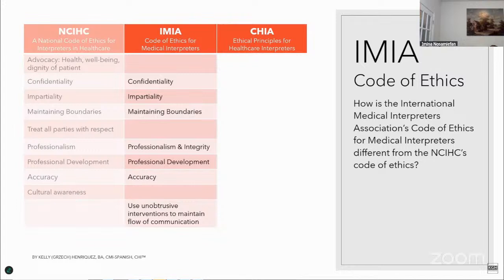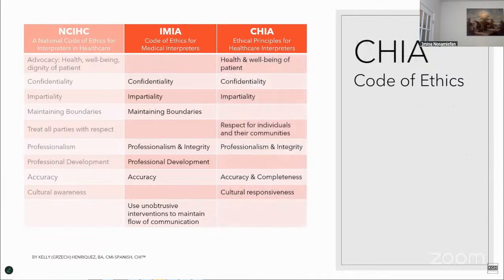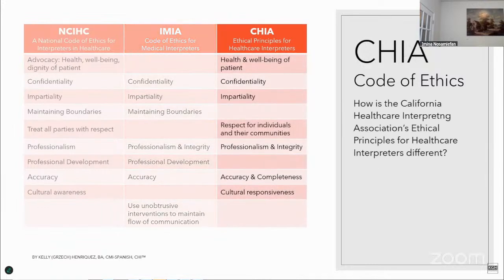Now we're going to move on to CHIA's ethical principles for healthcare interpreters, which is embedded in their California standards for healthcare interpreters. So CHIA's standards for healthcare interpreters include 6 ethical principles. Now, these are meant to be taken into account with the health and well-being of the patient always in the back of your mind. So these codes of ethics don't really have a definitive ranking in terms of what ethical principles we should prioritize over others.